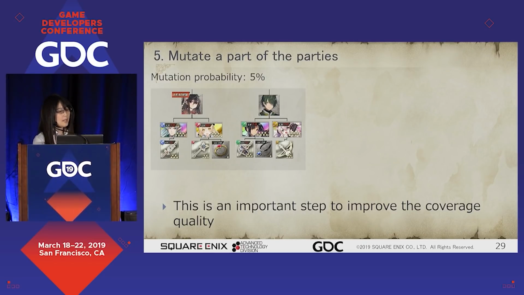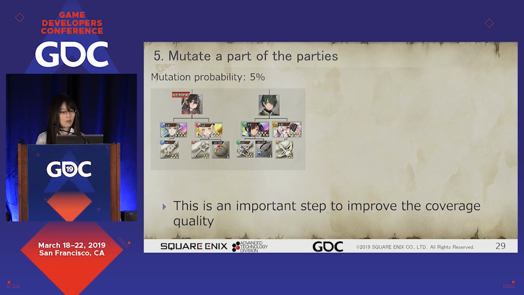Step 5, mutate a part of the parties. We expect the crossover improves the parties entirely, but it's a probabilistic method. Sometimes good elements can disappear. Also, in the parties randomly generated in the first generation, there might be no overpowered elements. Our mutation method compensates these disadvantages.